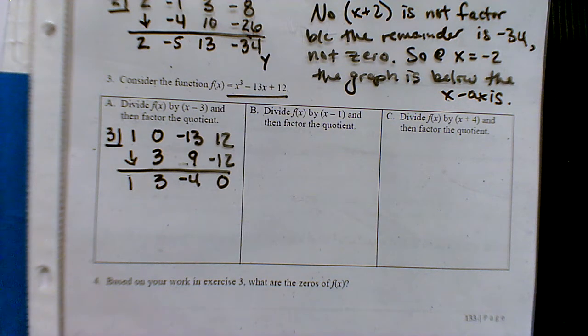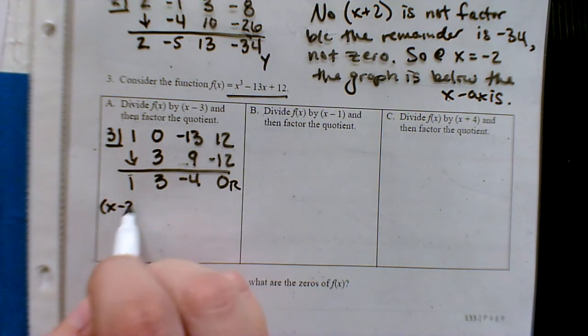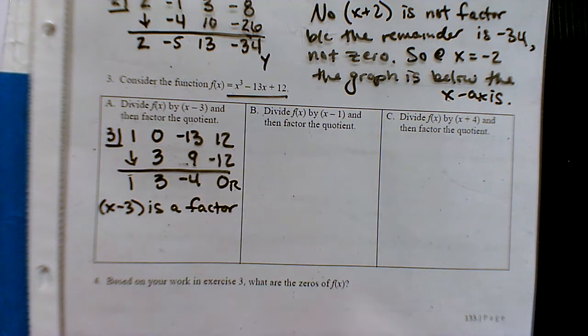What do we know about x minus 3 based off the division? It's a factor. Notice how the remainder is 0. Okay, so x minus 3 is a factor.